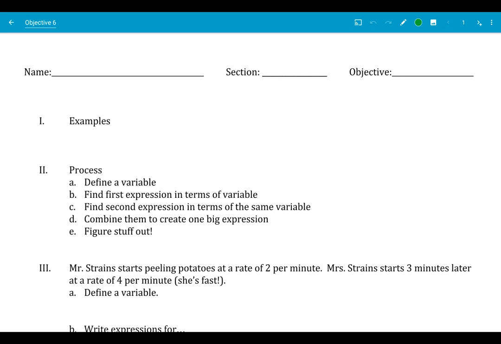All right, today we are going to look at word problems that involve multiple expressions. Some examples of when you might need to solve a word problem with multiple expressions are when two people are doing the same thing but at different rates, which is the example we're going to see below, or two people are running the same race, but one person gets a little bit of a head start. These are all examples where comparing using multiple expressions might help.